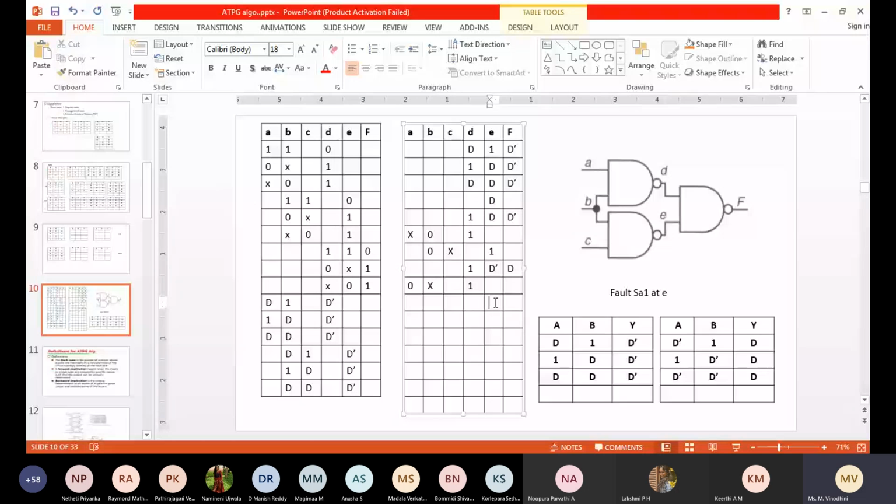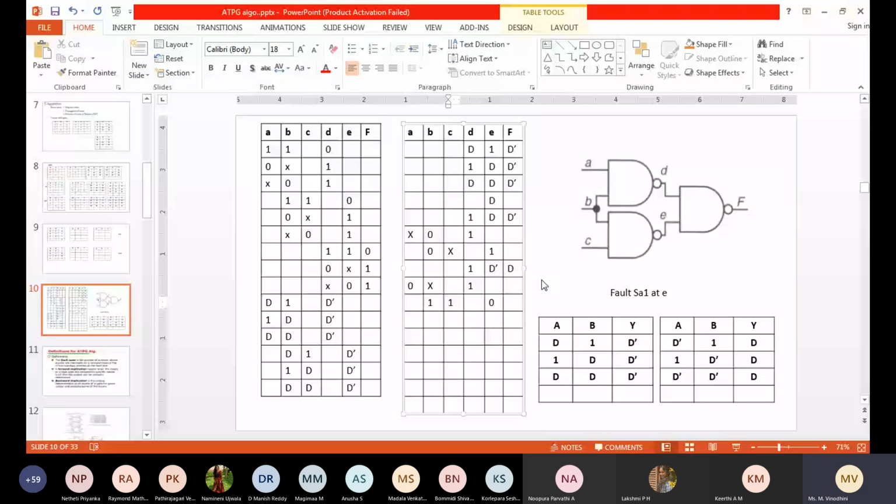How did I activate the fault? By considering E as 0 or 1. The fault is stuck at 1, so I would have activated it by considering 0. So for which combination of B and C will I get 0? What should be my B and C value? 1 and 1. Now what will be my answer?